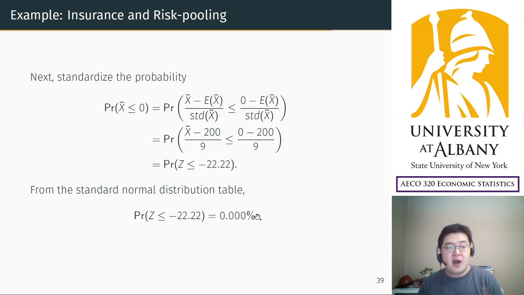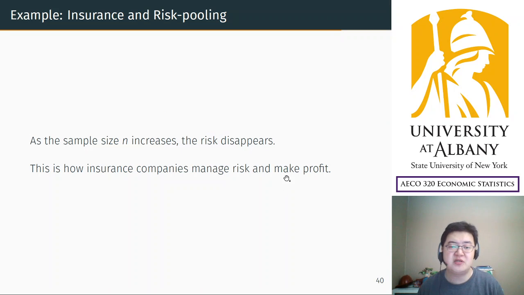So this is the power of risk pooling. This is how insurance companies work. And simply speaking, as the sample size increases, the risk disappears. This is the law of large numbers, and we have just shown the mathematics behind it. And this is exactly how insurance companies manage their risk and make profit.